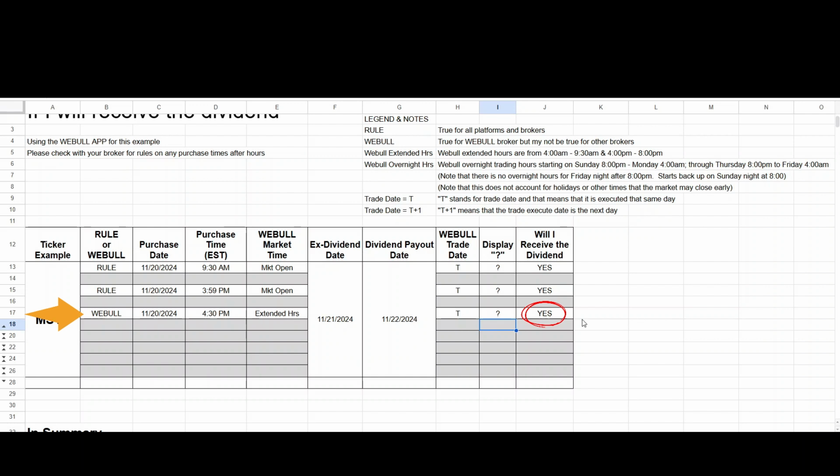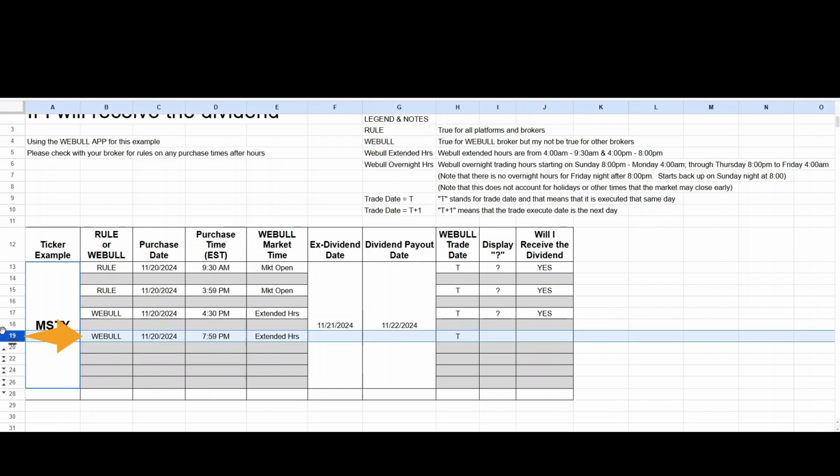And again, check your own brokers. But if you're using Webull and you purchase MSTY at 4:30, 5 o'clock, 6 o'clock, all the way right up before 8 o'clock, right? So at 7:59, if you would have bought it at 7 o'clock or 7:59 on November 20th, which is still before the 21st, you will receive that dividend of $4.42 for this past dividend payout. Well, let's move on to see what times we have here.